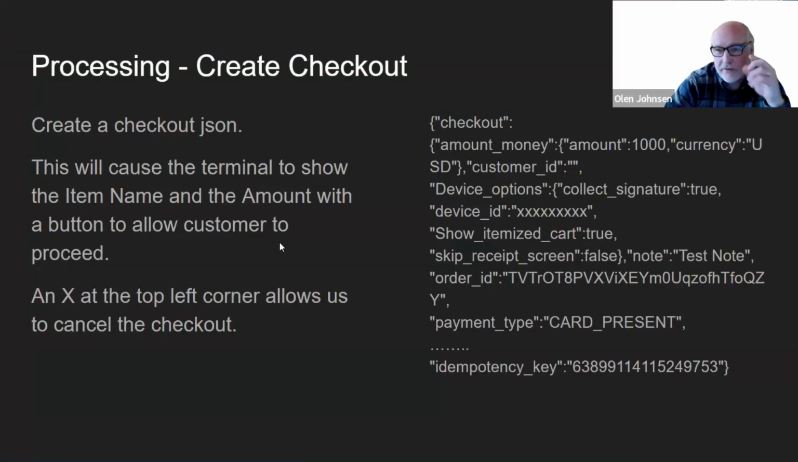And then processing automatically creates a checkout JSON, with that order ID and some other data. And then that makes it show up on the screen of the terminal. And then there's an X at the top left corner, which lets us cancel the checkout. So it's easy enough to test it over and over again. Just keep canceling the checkout.